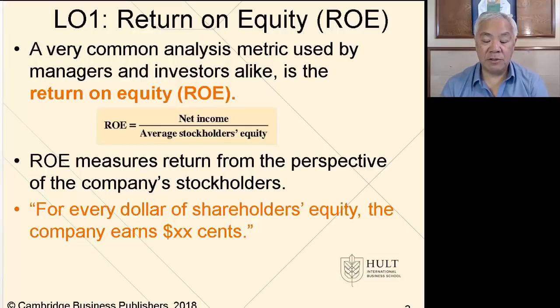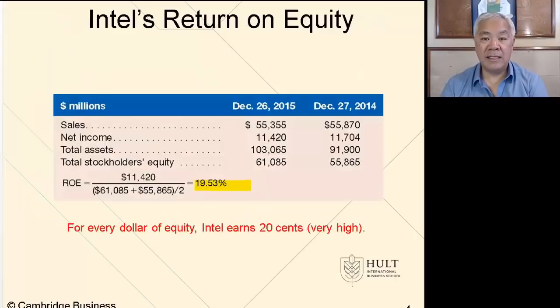ROE measures the return from the perspective of the shareholders. Specifically, for every dollar of shareholders' equity, how much money do you make? And this is obviously important to owners if the company is doing well with the owners' money. The example in this chapter is usually Intel, and for good reason. It's an interesting company from the standpoint of analysis of profitability and rates of return. So let's start with the ROE. Intel's ROE is 19.53.